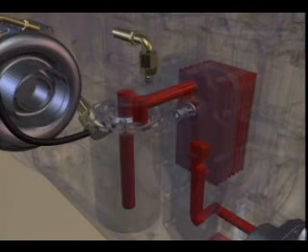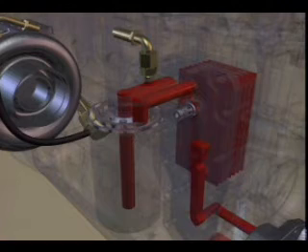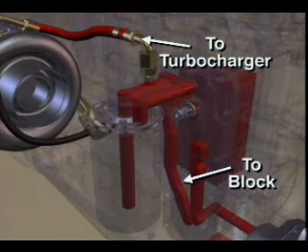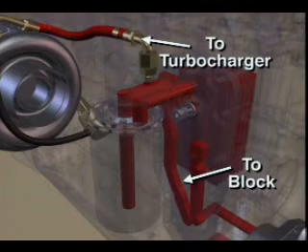Filtered oil flows up the center of the filter and across to the cooler head. At the filter head, oil flow is divided, with a portion of the oil flowing to the turbocharger and the rest passing through the cooler cover down a cast passage to a cross drilling in the block.